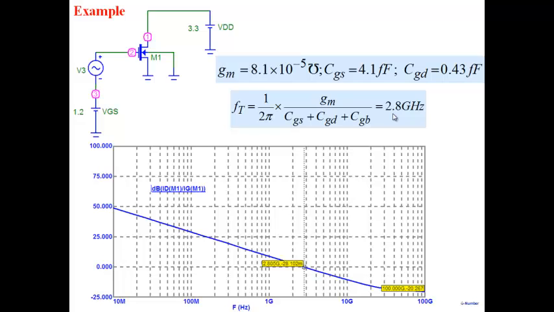Because note that this is only gm over (CGS plus CGD) here. When you build amplifiers, what will happen is CGD will get multiplied by the gain, and there are many, many other things that happen here. So the actual operating speed of a circuit will usually be well below the unity gain frequency. So that's sort of an upper limit. You can't go beyond that. But you will not find circuits working at that particular frequency.